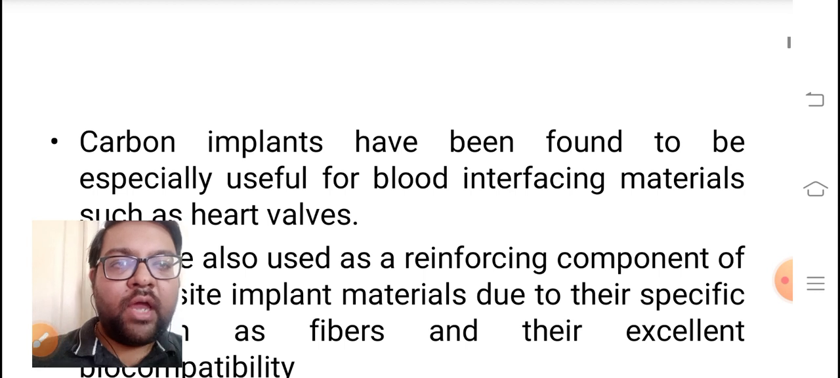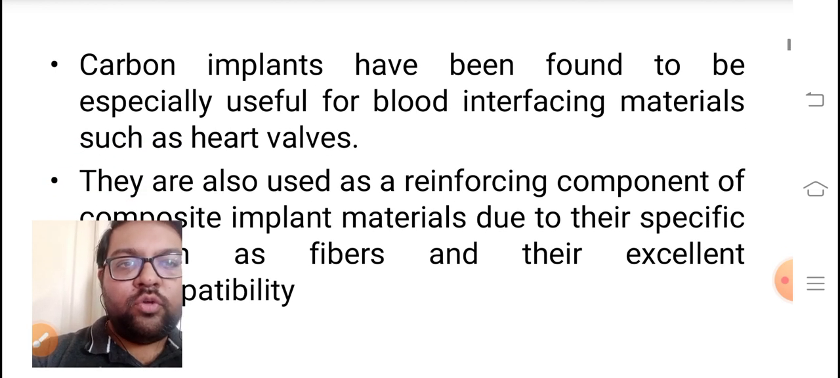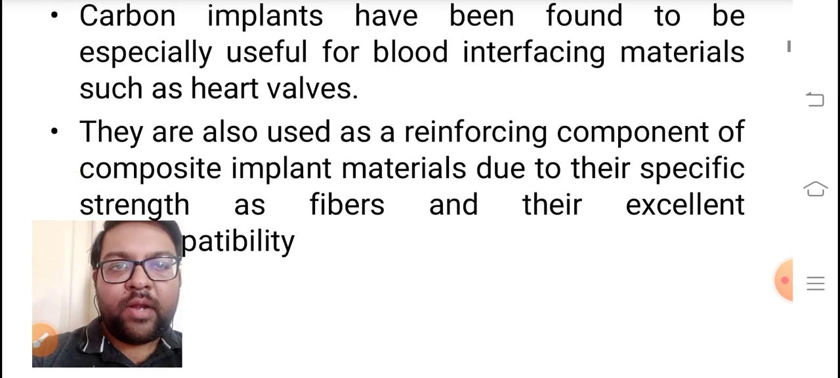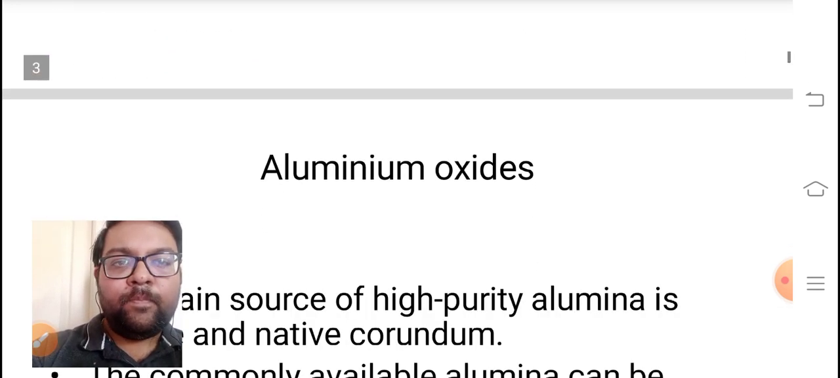Carbon implants have been found to be especially useful for blood interfacing materials such as heart valves. They are also used as a reinforcing component of composite implant material, right? By composite, we mean a combination of two or more materials. So composite implant materials are used due to their specific strength as fibers and their excellent biocompatibility property.